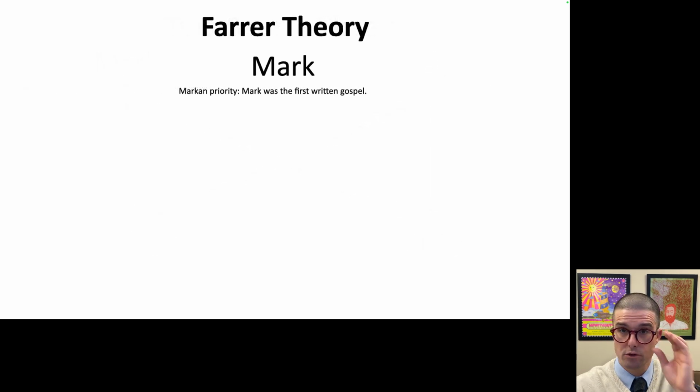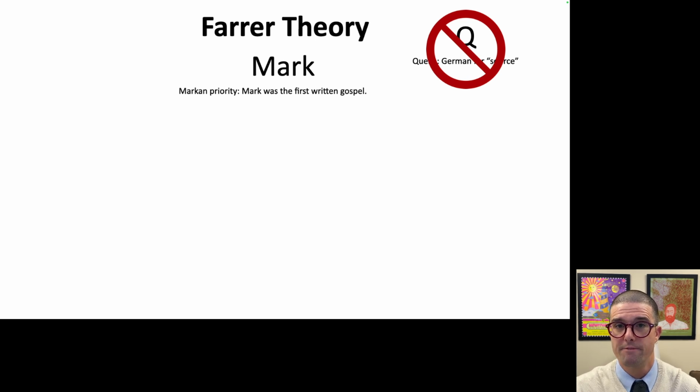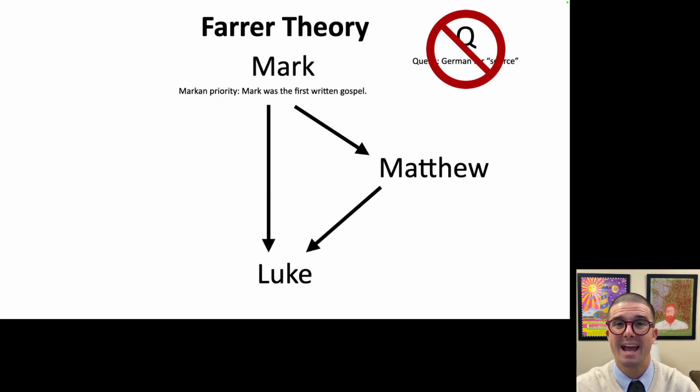The competing solution to the two-source theory is called the Farrer theory, named after one of its main proponents, Austin Farrer. This theory also holds to Markan priority, but it dispenses with Q. Under the Farrer theory, Matthew uses Mark, and Luke uses both Mark and Matthew. Notice that there are lines connecting all three Gospels. Mark goes into Matthew and into Luke, and Matthew goes into Luke. The Farrer theory thus explains the triple tradition, the Matthew-Mark overlap, the Luke-Mark overlap, and the double tradition.